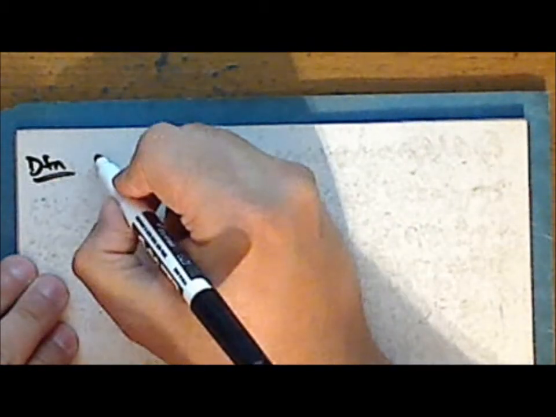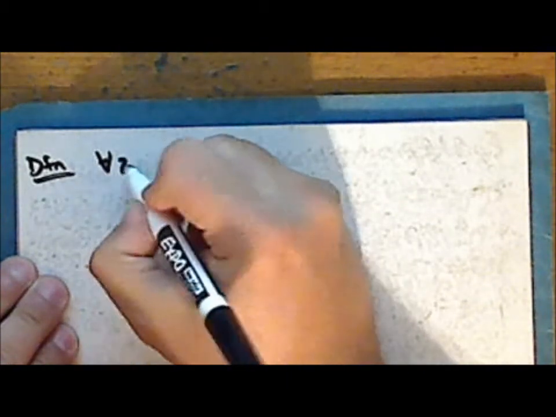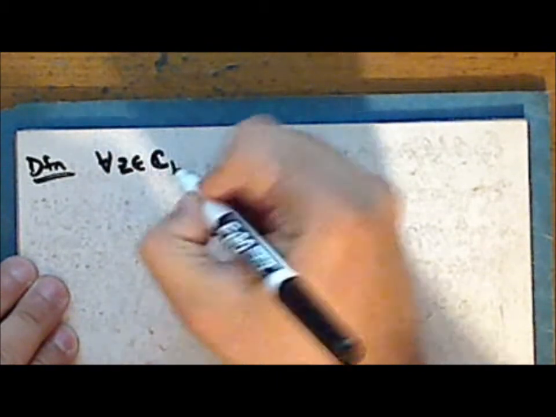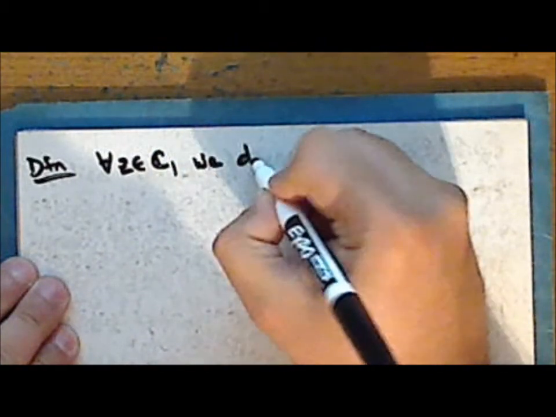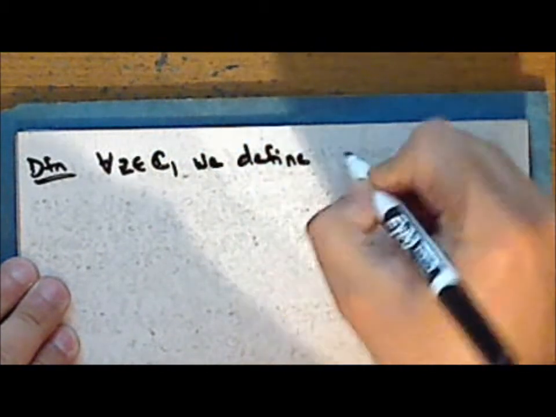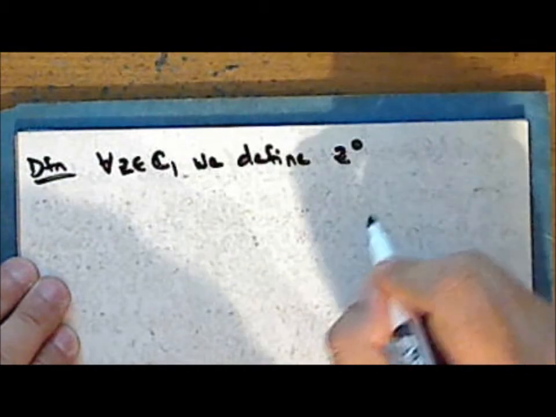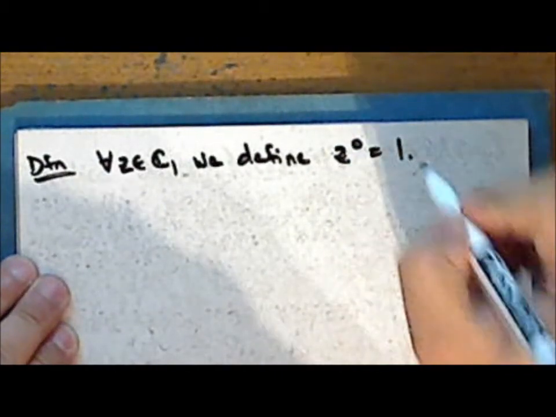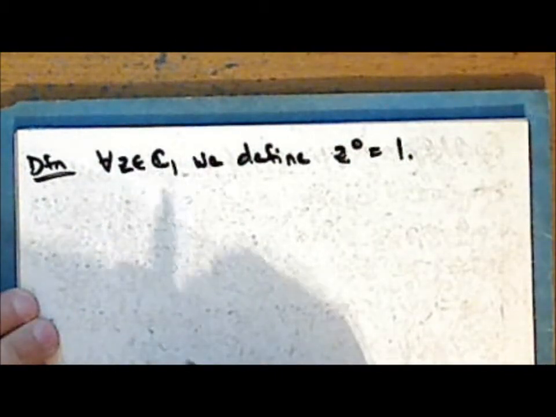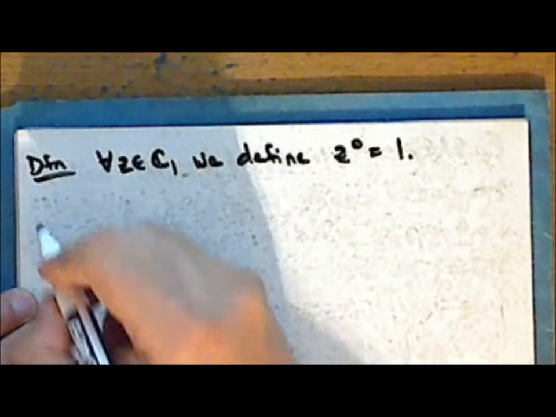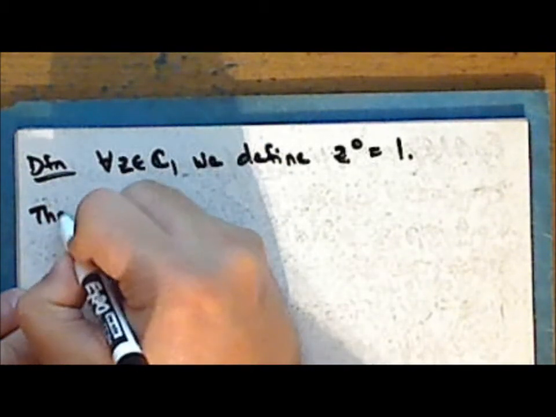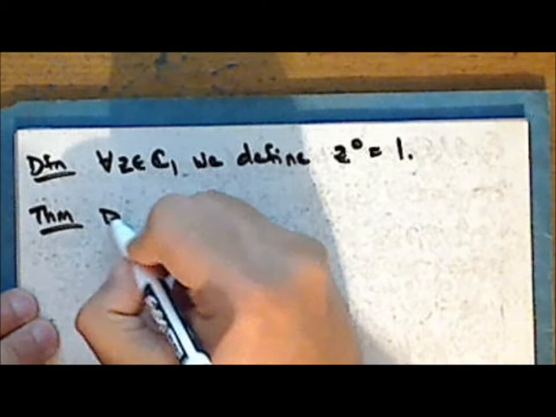Okay, so next we move to powers of complex numbers. We'll start with the definition. For every complex number, we define the 0th power of that complex number to be the real number 1. All right, so next we'll prove a very useful theorem known as De Moivre's theorem.